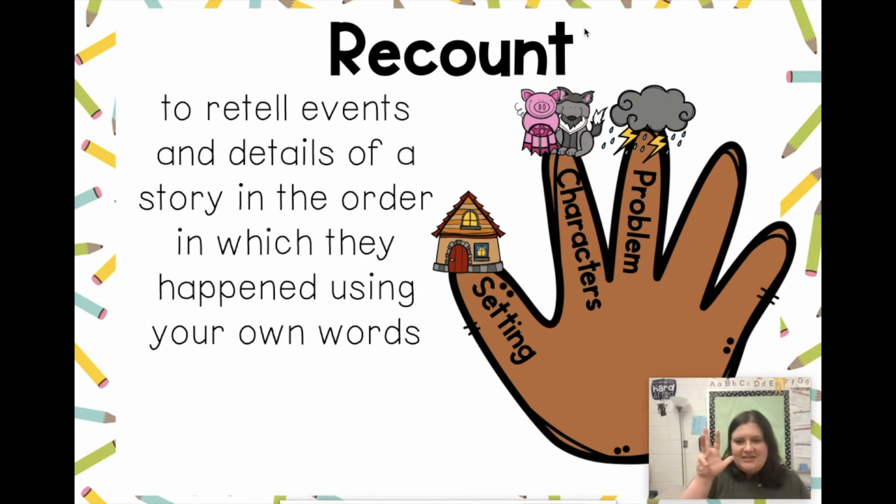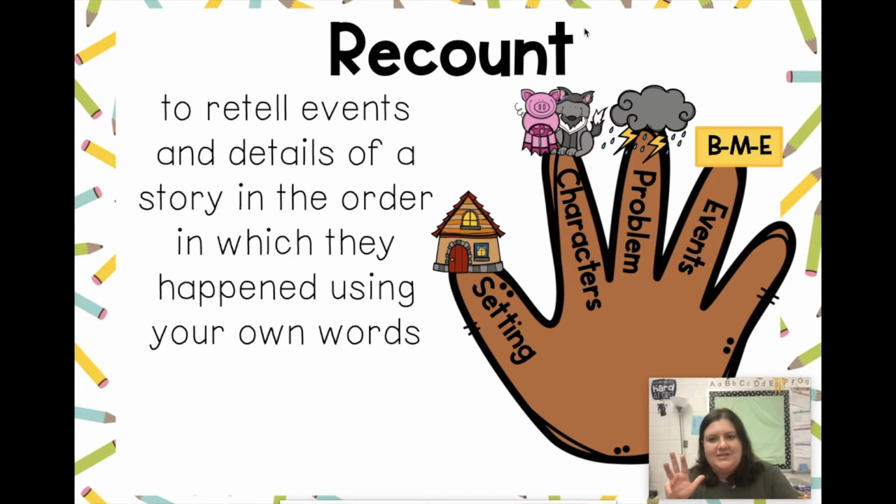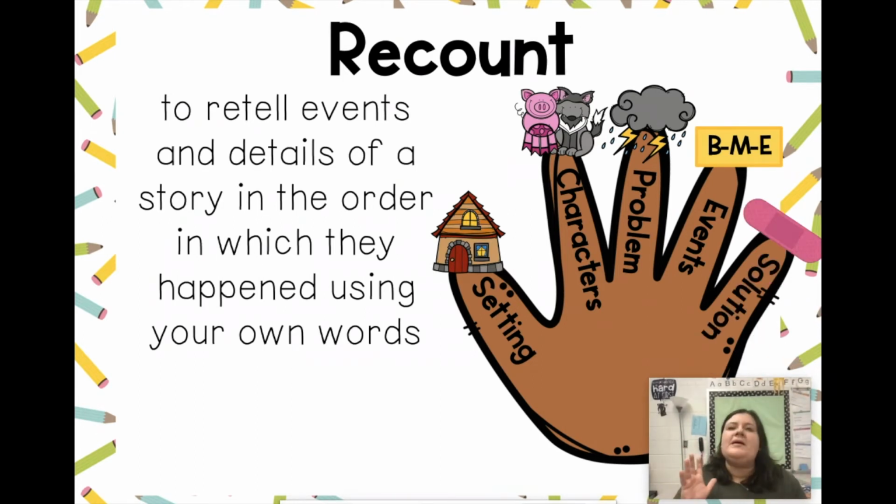Go ahead and raise up that ring finger. And when you raise up that ring finger, you're going to describe the events in the story, the beginning, middle, and end. And you're going to describe those events in the order that they happen. You don't want to talk about the ending first before you talk about the beginning and the middle. You're going to spoil everything. And finally, your pinky finger is going to be where you talk about the solution or how the character fixed or solved the problem. So you know how sometimes you have a cut on a finger and mom puts a Band-Aid on it? A solution is kind of like a Band-Aid. You're fixing the problem that the character has.